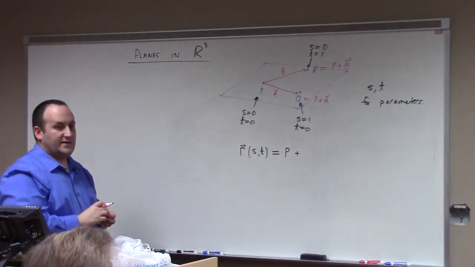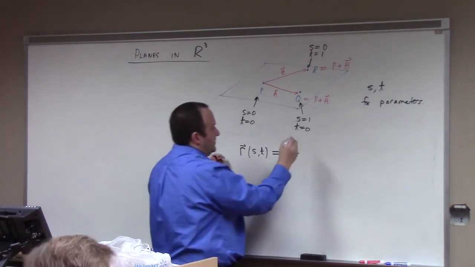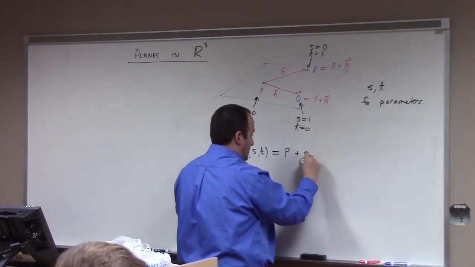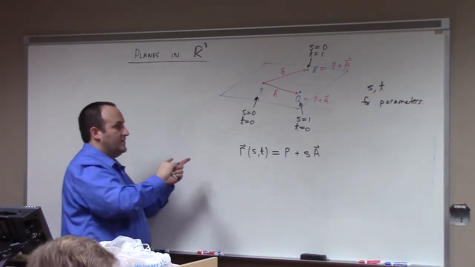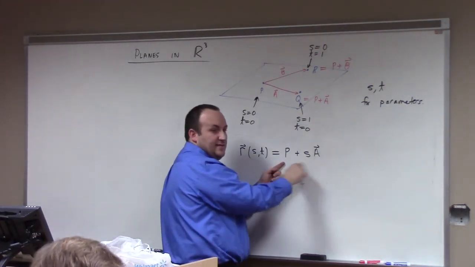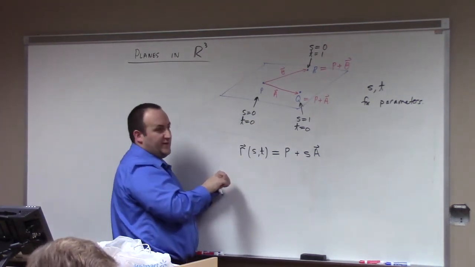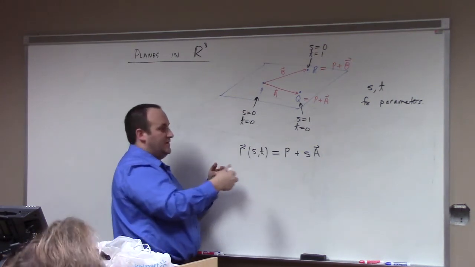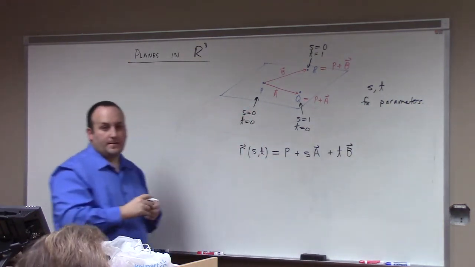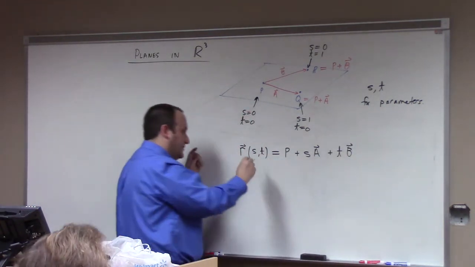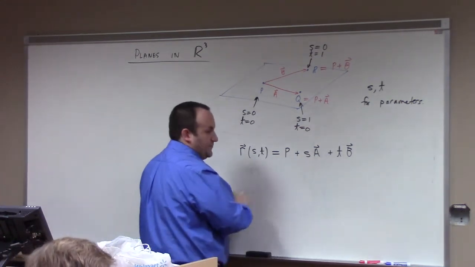So what formula should I write down to parameterize this plane? How about I do P plus S times A. Look, that'll work. When I put S equal to 1, I get P plus A. So S equal to 1 will give me the point Q like I want, provided whatever else I do is still 0. So how about this? Plus T times B. See how that works?